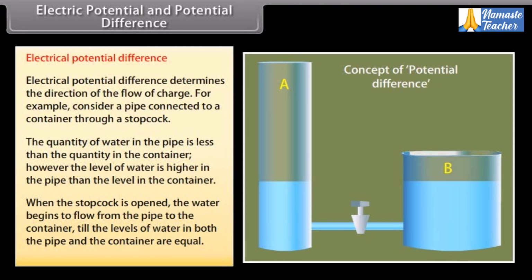This shows that it is not the quantity of water but the level of water which decides the direction of flow of water. It is the potential difference that is responsible for the flow of water.